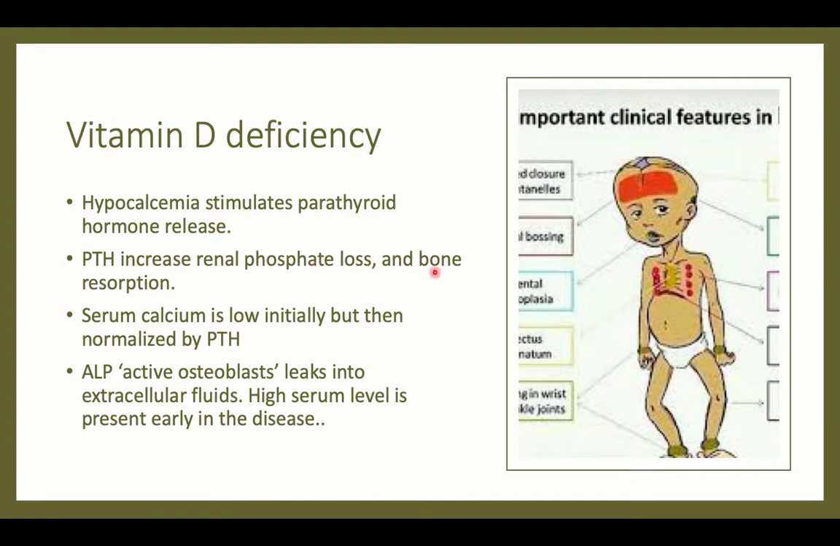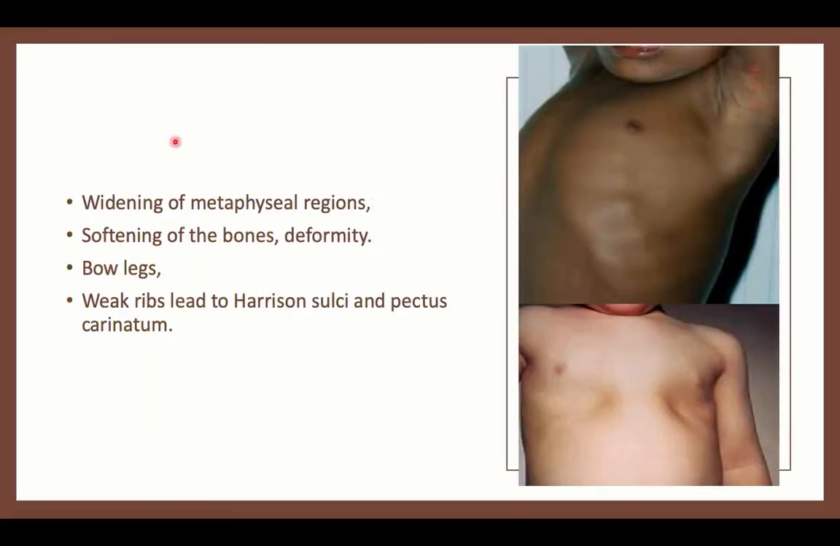Also, parathormone acts on the bone by increasing bone resorption. It removes calcium from bones to serum to increase serum level of calcium. So serum calcium is low initially, but then becomes normalized by the actions of parathormone. Alkaline phosphatase is released from the active osteoblasts during the disease process, which leaks into the extracellular fluid, and so we have high serum levels of alkaline phosphatase, one of the earliest clues of rickety disease. This is the consequence of vitamin D deficiency.